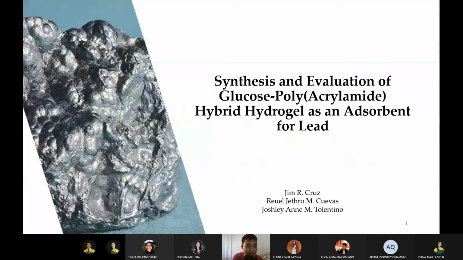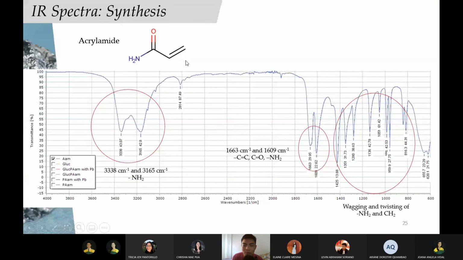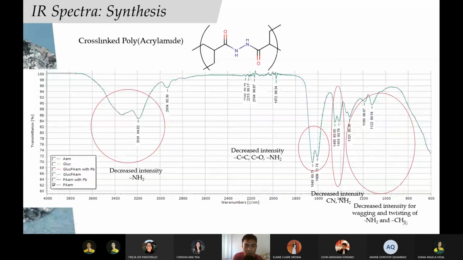Ayan. So, we use the infrared spectrophotometers to identify the functional groups in our molecules. Okay. For example, we have acrylamide. So, pag nag-vibrate yung mga bonds na yan, you can detect it. When this amine group vibrates, may ganito siyang peak. When this carbonyl group vibrates, may ganung peak. And then, itong mga nasa dulo, that is the other vibrations of those molecules.